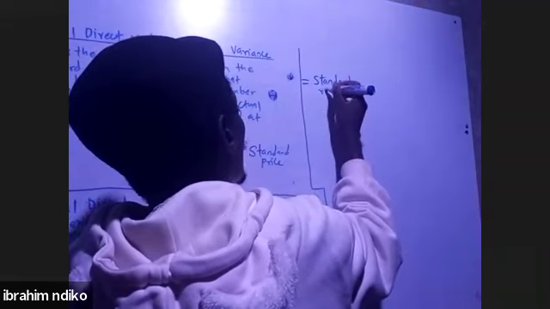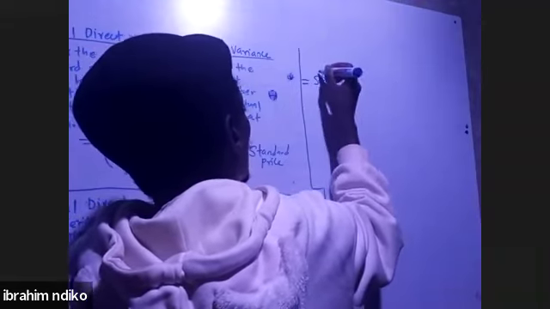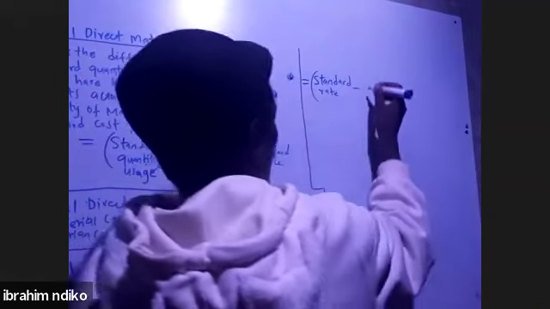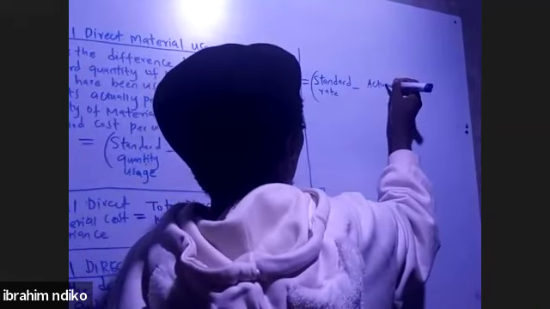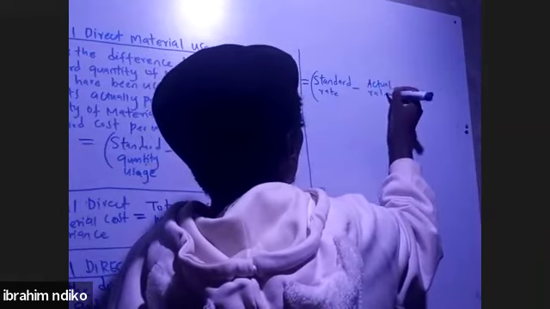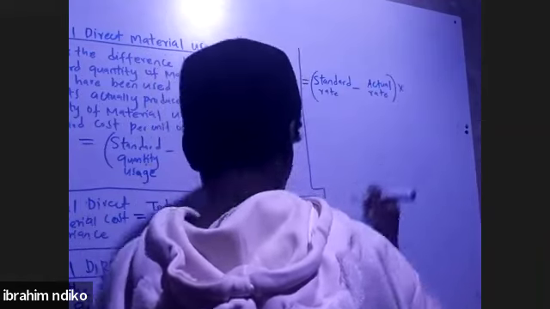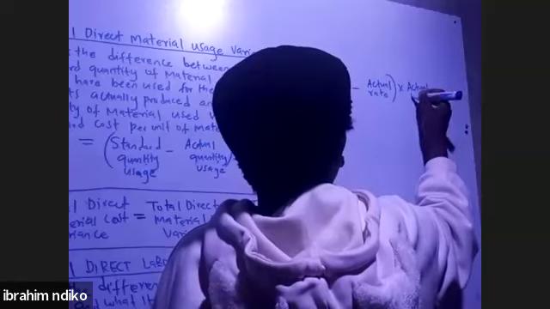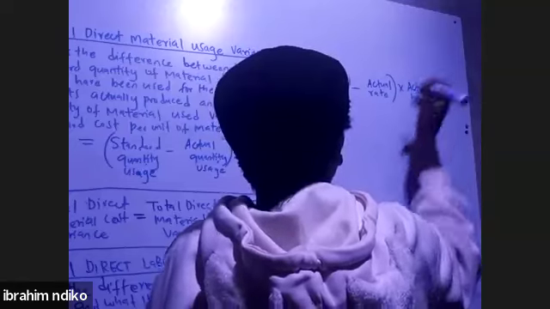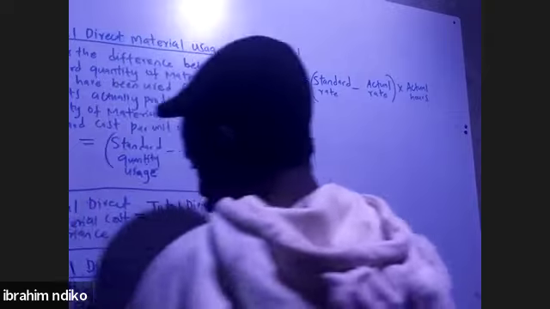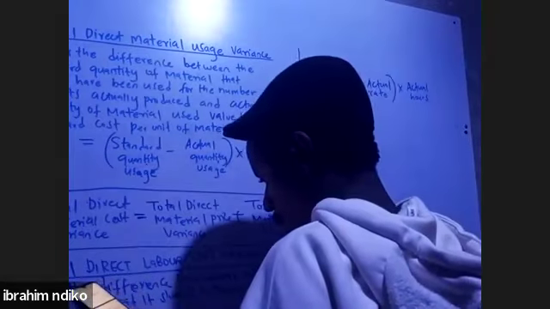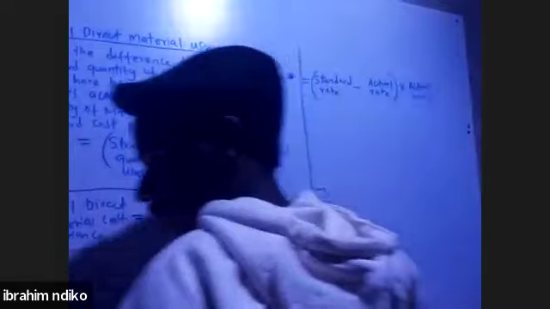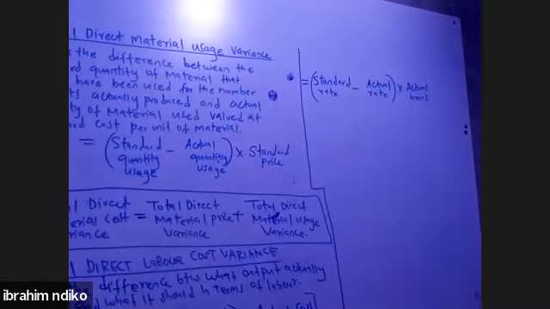Standard rate minus actual rate, then we multiply by actual hours. So this is the formula for direct labor rate variance. That was number A. Let us go to B.